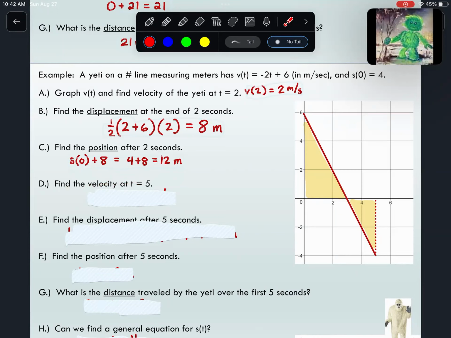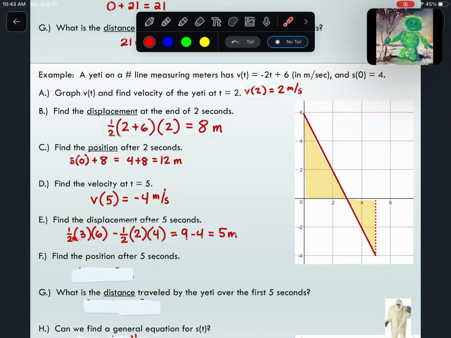Find the velocity at t equals 5. Here's 5, down, down, down. It looks like about -4. You can confirm that by plugging in. Displacement. This is where things get interesting. I need to consider from 0 as my time out to 5 as my time. We know that displacement is going to be areas between the curve and the horizontal axis. I've got a triangle, and then I've got another triangle.